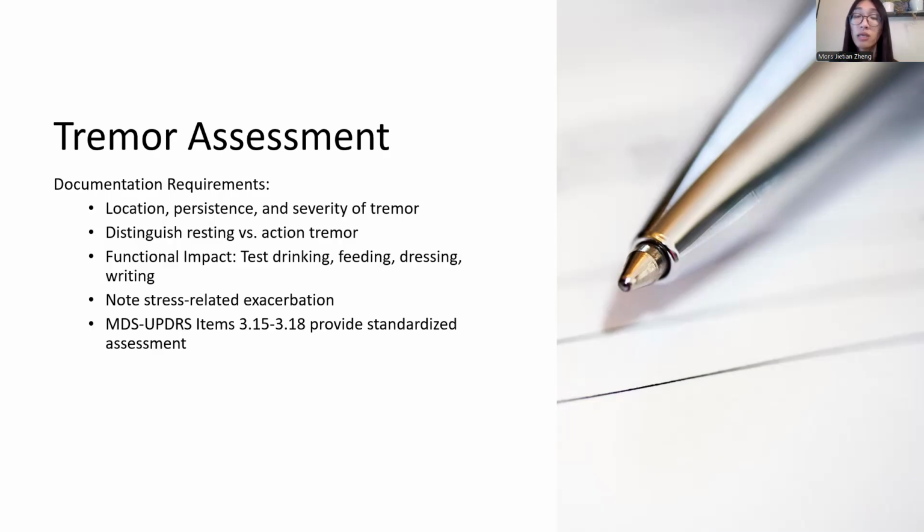It's important to know that stress, nervousness, and excitement as well can aggravate the tremor significantly. The MDS-UPDRS provides standardized assessment items from 3.15 to 3.18 that give us reliable, reproducible measures. Remember that not all Parkinson's disease patients develop tremors, and its severity doesn't really correlate to overall disease progression or disability level.